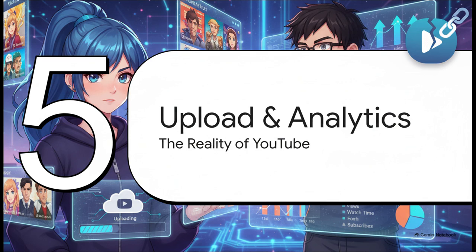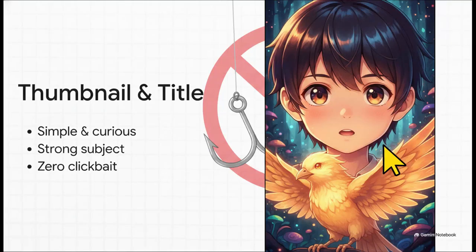Finally, Phase 5, thumbnails, uploads, and analytics. Welcome to the reality of YouTube. It's simple. If they don't click, they don't watch. Your thumbnail and title strategy has to be rock solid. Keep the thumbnail simple, but heavily curiosity-inducing. Show a strong subject. In our case, the emotional face of the boy looking at the injured bird in a mysterious forest. Pair that with a compelling title like The Boy Who Saved a Dying Bird.